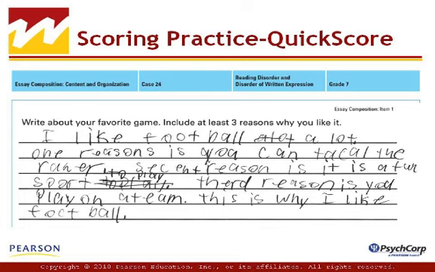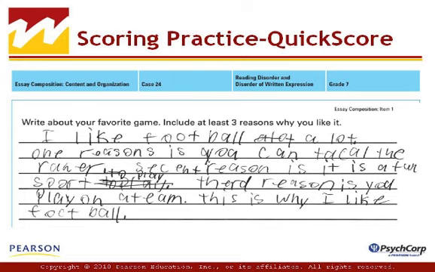So look at the score for paragraphs. There are at least 2 ending punctuation marks, so this will be 1 for paragraphs. Then you want to look at the introduction. This doesn't have an introductory paragraph. It has an introductory sentence. I like football a lot. What that tells you immediately is that at best your score for introduction is going to be a 1.